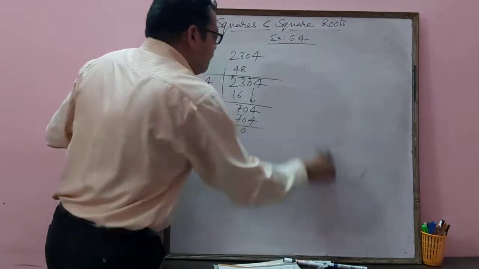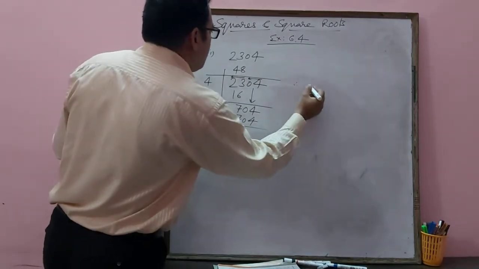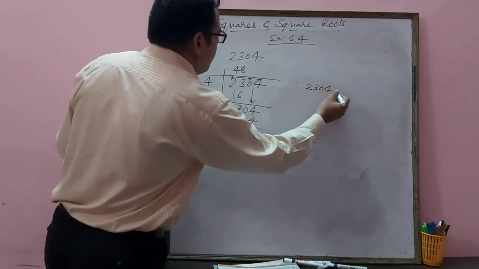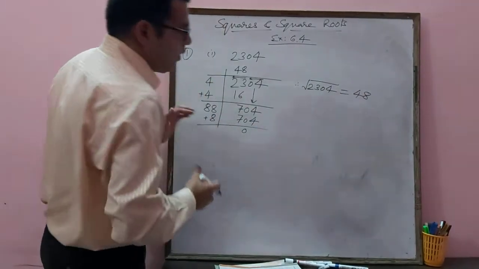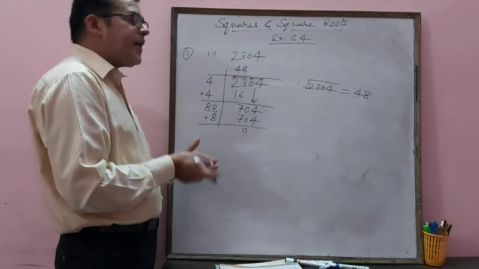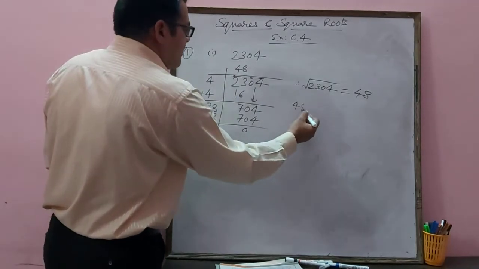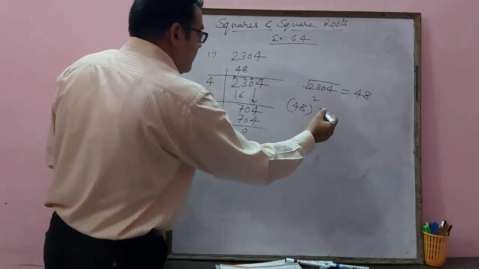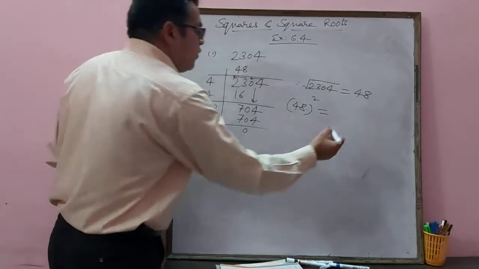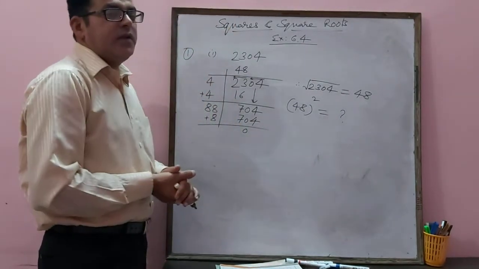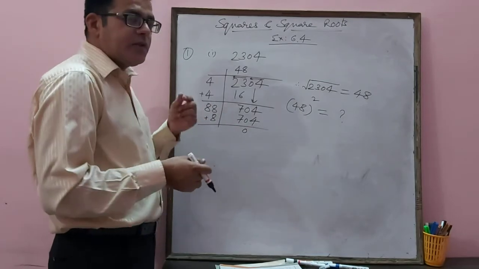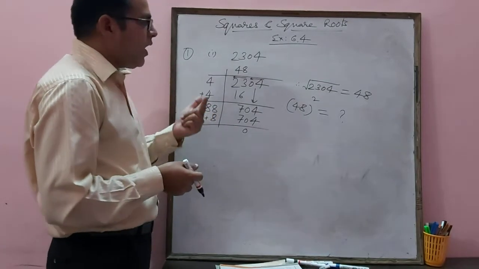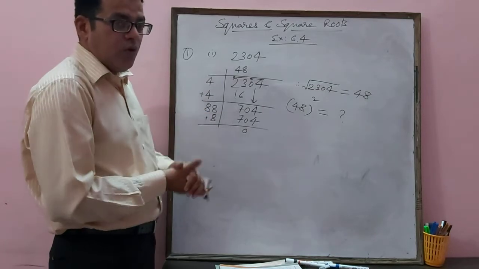So square root of 2304 is 48. Hope you understand. And you can check it also if you find the square of 48, what you have. Shortcuts, tricks I have already explained to you. Within seconds you can find whether your answer is right or wrong.